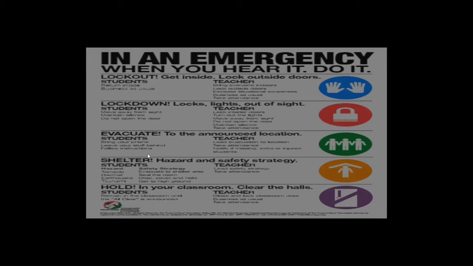We have lockout, lockdown, evacuate, shelter, and hold. Why do we do this? It's so that we have a shared protocol, so students, staff, first responders, and parents all know what we're doing in case of an emergency.